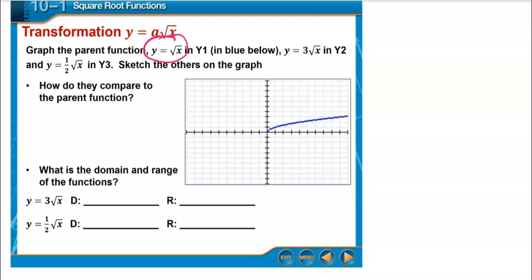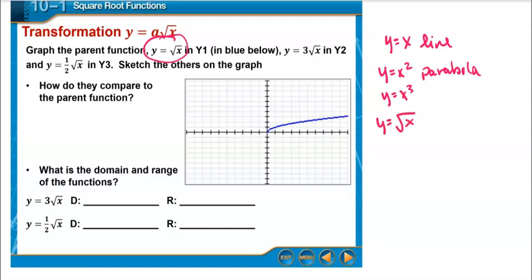Parent functions, again, are just the variable with whatever exponent or root is working with it. Parent functions usually just have a variable. This is the parent function of a line. This is the parent function of a parabola. This is the parent function of a cube. This is the parent function of a square root.